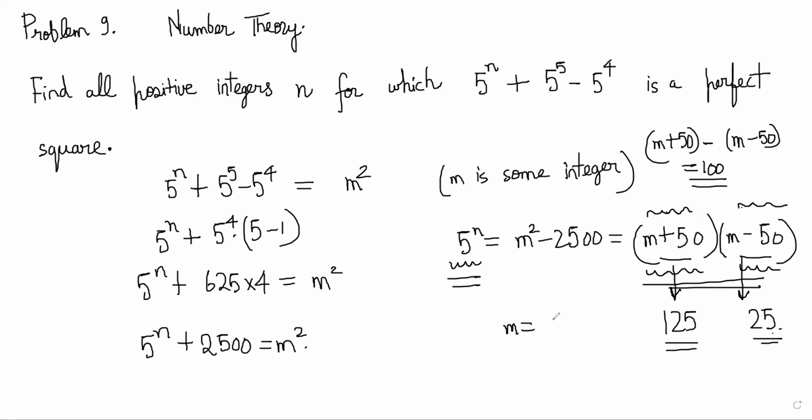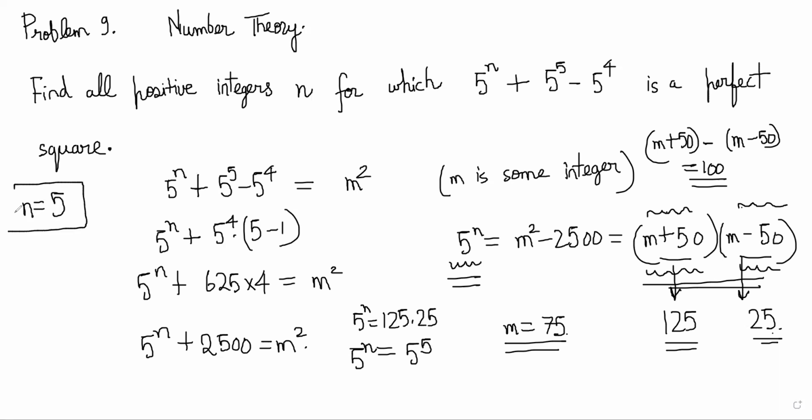So m must be what? 75. If m is 75, the overall expression becomes 5 power n is equal to 125 into 25. This is technically 5 power 5. And 5 power n is 5 power 5 means n is equal to 5. So we have quickly solved this question. And here there is no other possible value of n. There is only one answer.